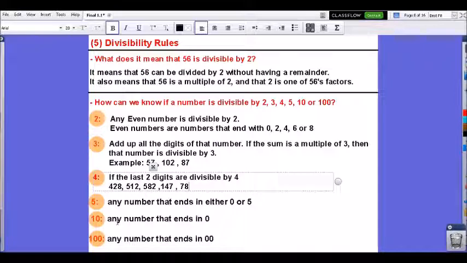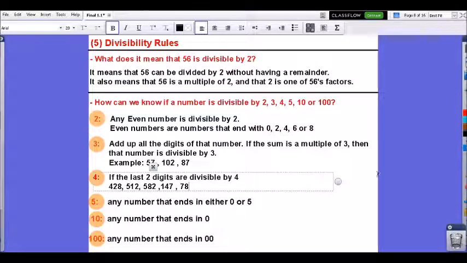any number that ends in 0 is divisible by 10. Here, 100, any number that ends in 2 zeros is divisible by 100. So if you say 1400, yeah, of course this is divisible by 100. But if I say 140, no, it is not divisible by 100 because it ends with only 1 zero.